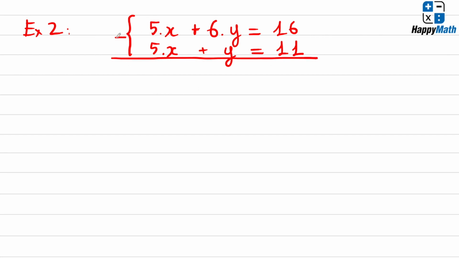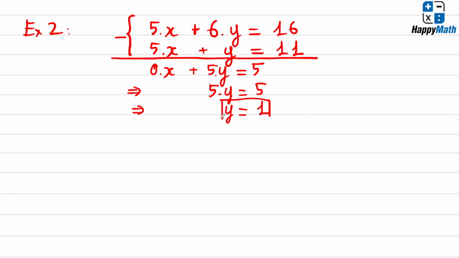So 5x subtract 5x, you got 0x. 6y minus y, you got 5y. And 16 minus 11, you got 5. So after this step, you can see how x gets eliminated. In the equation left, you have only 5y equal to 5, no x anymore. So it is very easy to find y here, y equal to 1. After this step, you have the specific value of y.